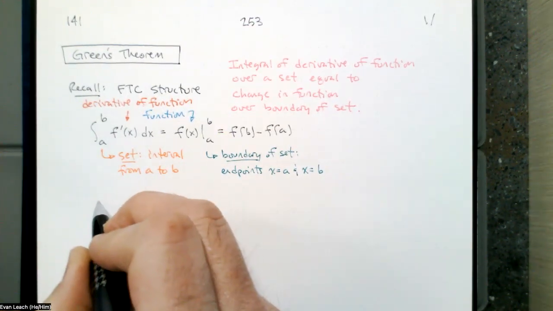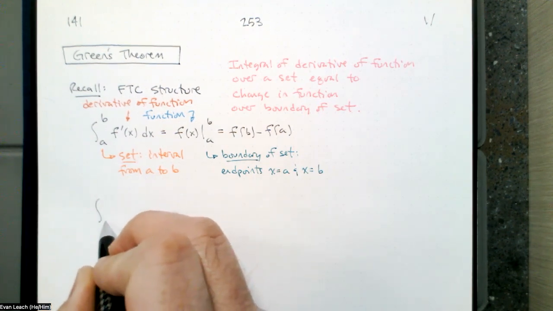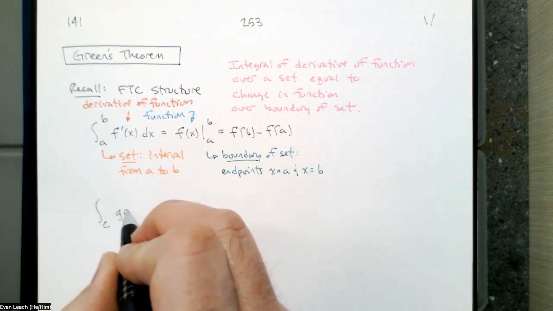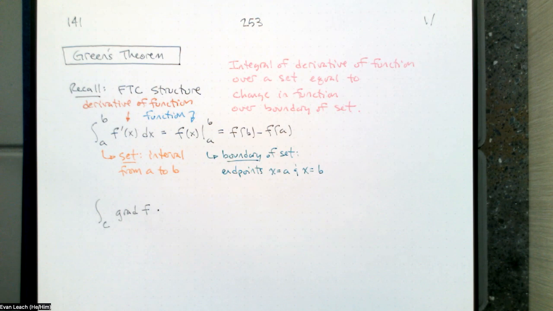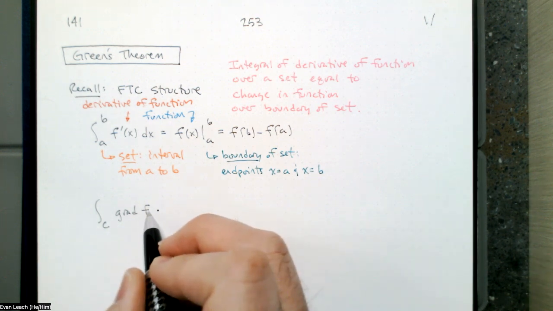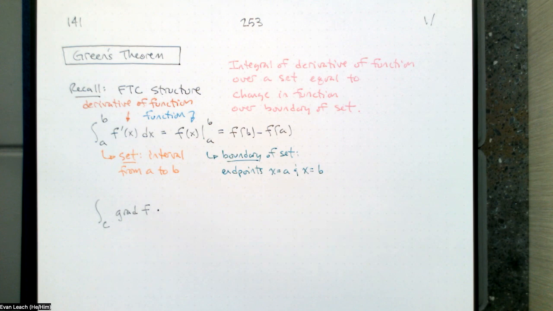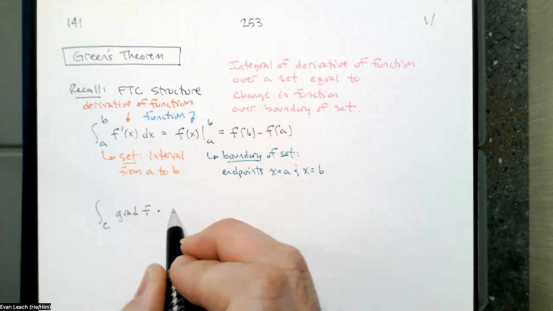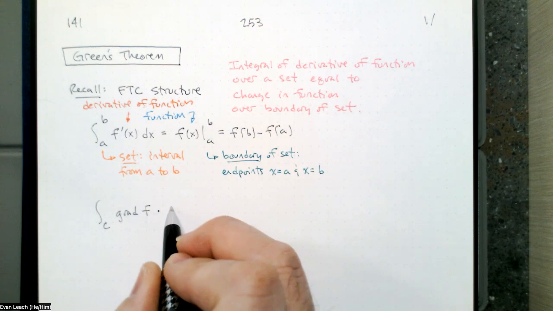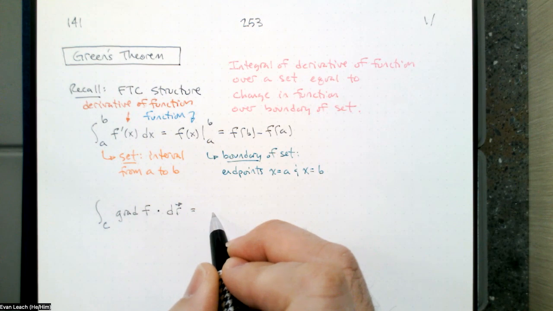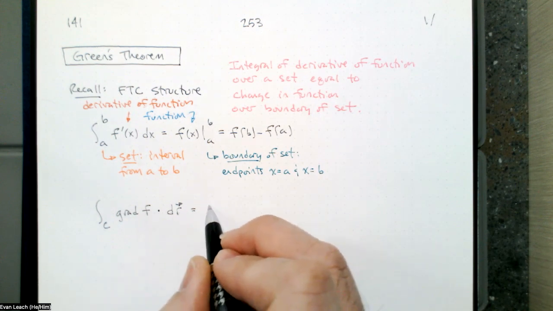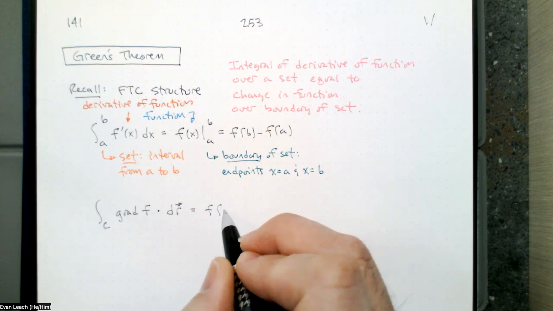So we integrate over some curve the gradient of a function. Now remember, the gradient of a function will be a vector field, but the function itself, in this case f, the potential function, is just a scalar function. So since this is a vector field, gradient of f, we find the dot product with dr, and this will be just the potential function evaluated at the endpoints.